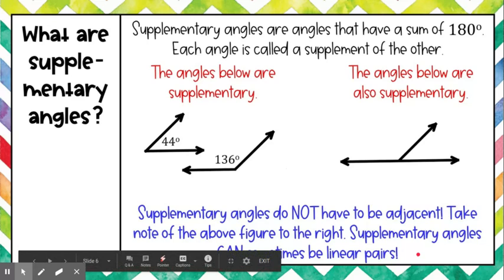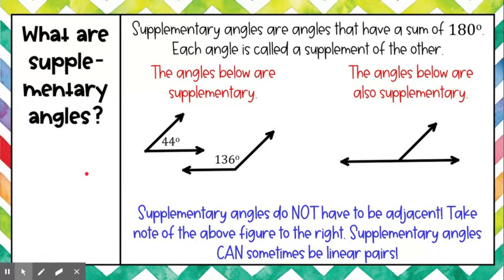So now we have supplementary angles. Supplementary angles are angles that have a sum of 180 degrees. Each angle is called a supplement of the other. So down here, we have an angle that's 44 degrees and an angle that is 136 degrees. Well, these are supplementary because if you add 44 and 136, you get 180.